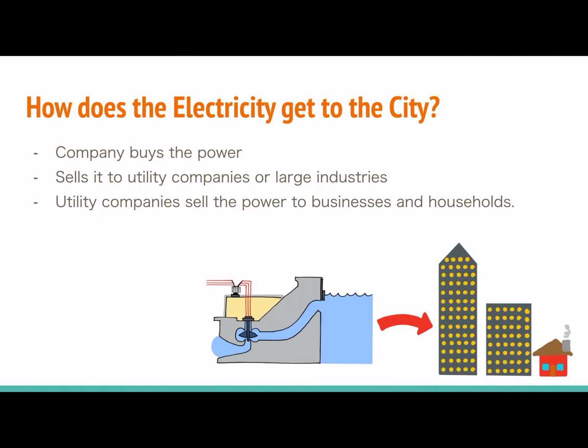How does the electricity from the hydroelectric power plant get to the city? First, a company buys the power. One of the most prominent of these companies is BPA. The company sells it to utility companies or large industries. These industries are called direct service industries. The utility companies sell the power to businesses and households.